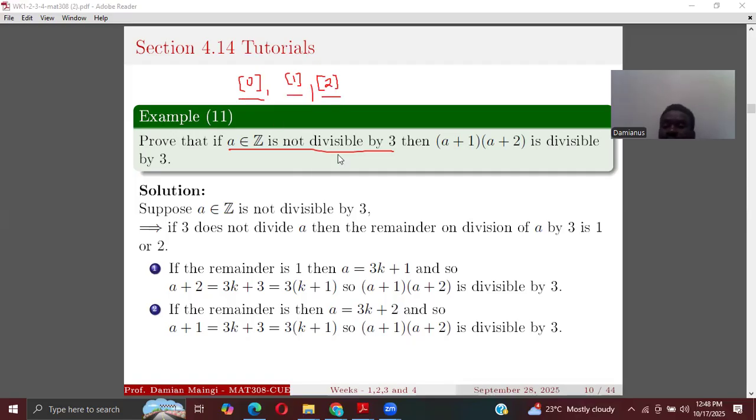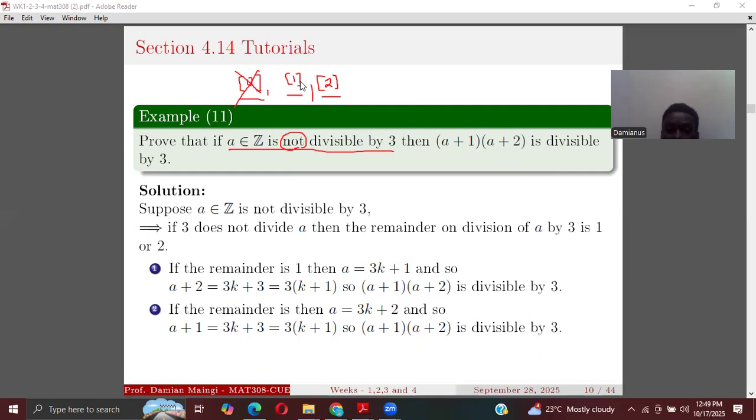So now this statement is telling you to prove that if you pick an integer that is not divisible by 3, then the product of a plus 1 and a plus 2 is divisible by 3. Well, you can see that it is true. The proof is not very complicated. When you say it is not divisible by 3, you have ruled out this case. So you're only dealing with this or this. This statement is just saying that if an integer is not divisible by 3, then either the remainder is 1, or it's 2.